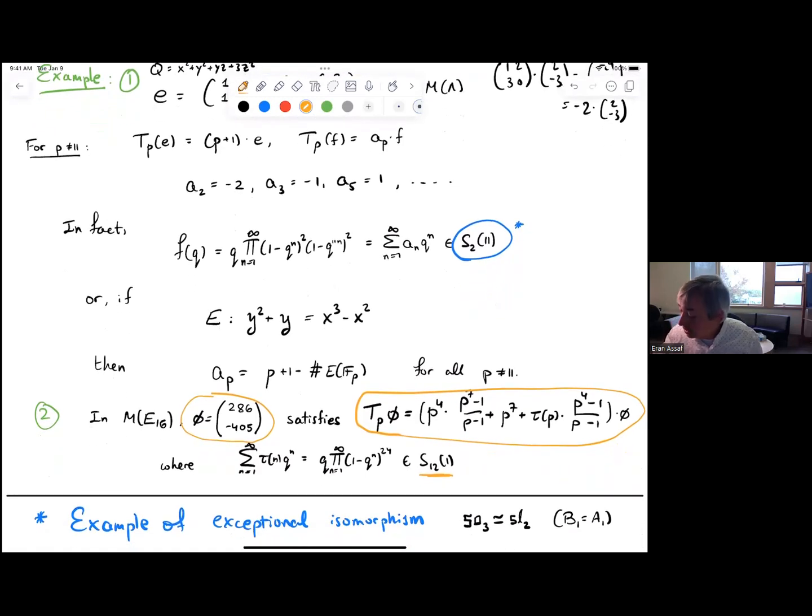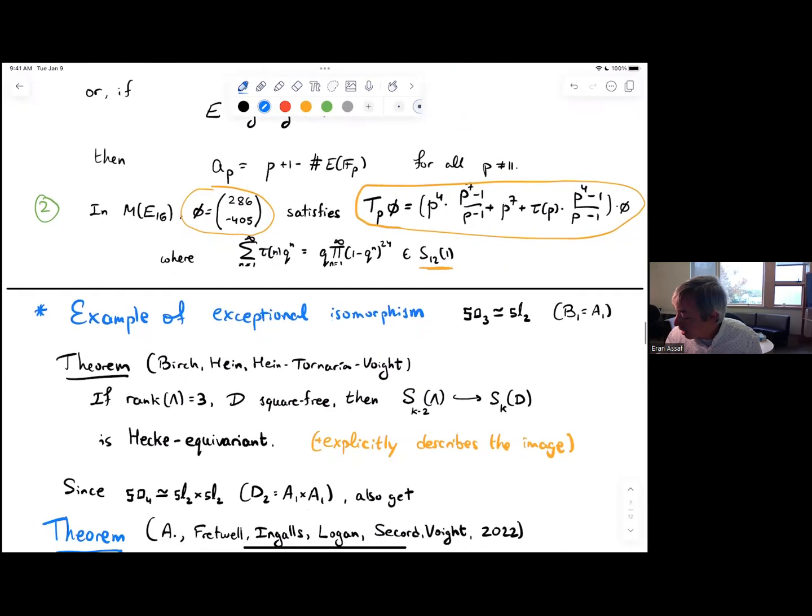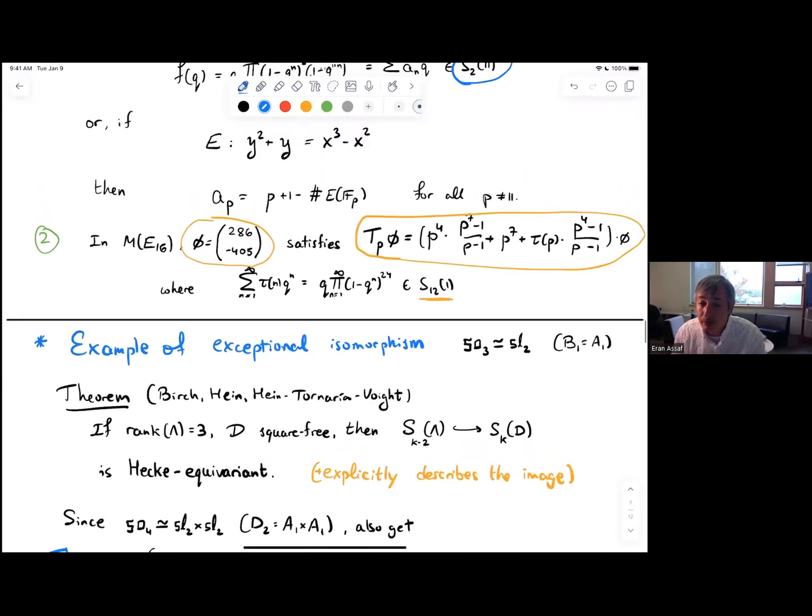So first, for this exceptional star here, we got a different weight and level. So this is an example of an exceptional isomorphism. We're looking at the orthogonal group on 3-dimensional space, and its Lie group SO3 is isomorphic to the Lie group SL2. These are just B1 equals A1. They're both just a point in the Dynkin diagram. So modular forms for these two groups are the same. And we're looking at a compact form, so there's some transfer that one needs to do.